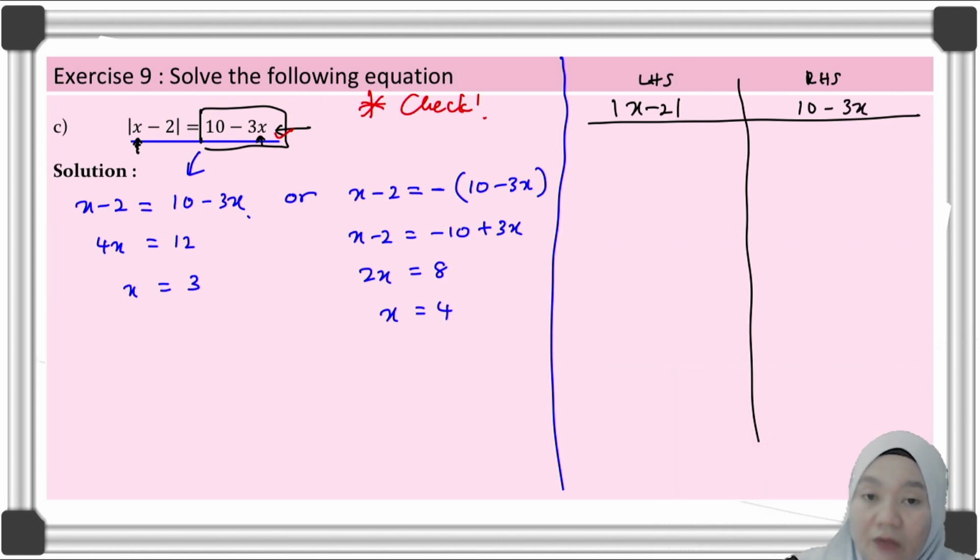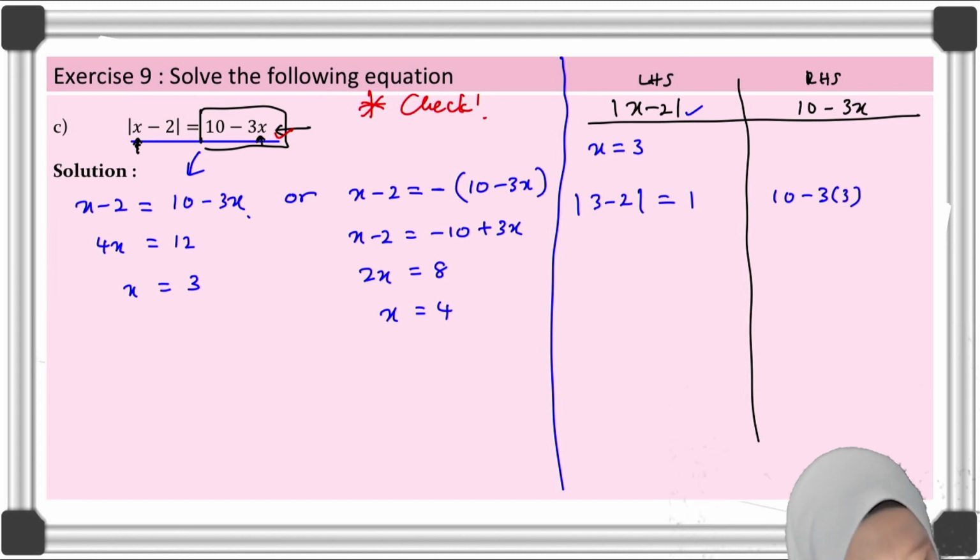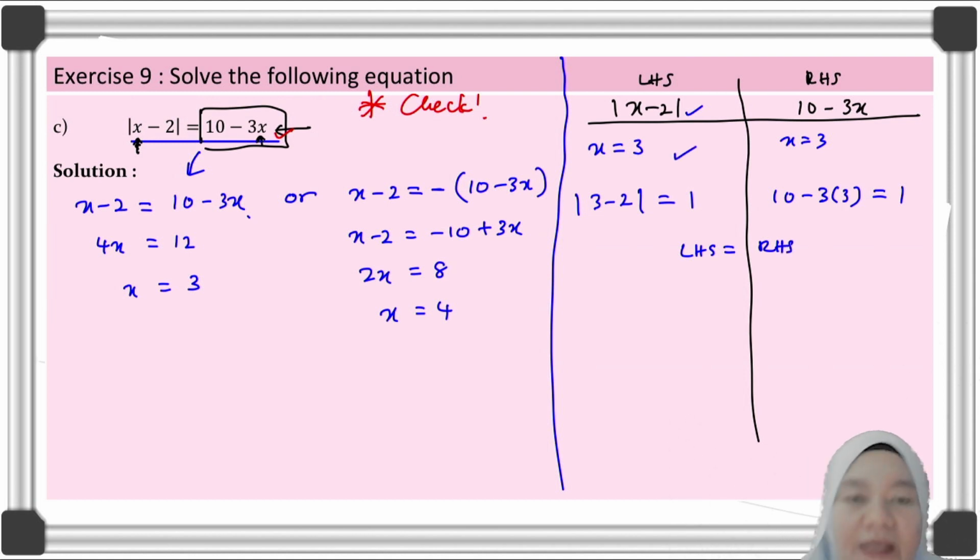Right. So, now saya nak check left hand side sama tak dengan right hand side. Saya mulakan dengan nilai. Saya ambil x equals to 3. Right, saya gantikan dalam term ini. So, 3 tolak 2 equals to 1. Alright. So, sebelah kanan pula, 10 minus 3 times 3. Right, ini pun kita ganti x sama dengan 3 lah. So, 10 minus 9 is 1. Jadi, left hand side equals to right hand side. Jadi, x equals to 3 is the answer.